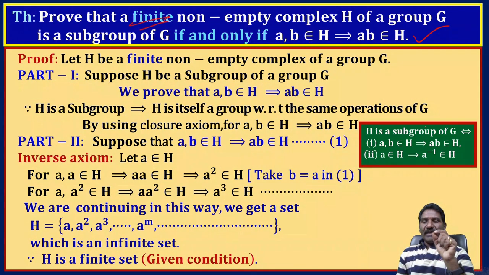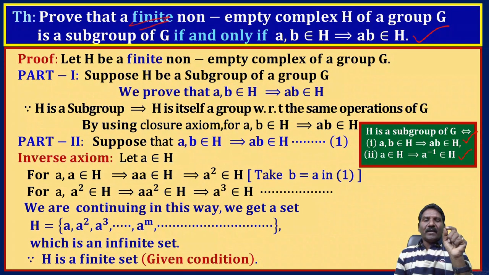Already we have proved H is a subgroup of G if and only if 2 conditions: a, b belongs to H gives ab belongs to H, the closure property, and a belongs to H gives a inverse belongs to H, the inverse property. Closure and inverse, if and only if H is a subgroup. Here H is finite, so only one condition is enough. Very, very important theorem. Proof: let H be a finite non-empty complex of a group G, a non-empty subset of a group G. Part 1. Part 1 is the necessary condition.